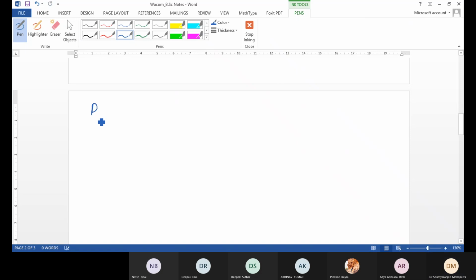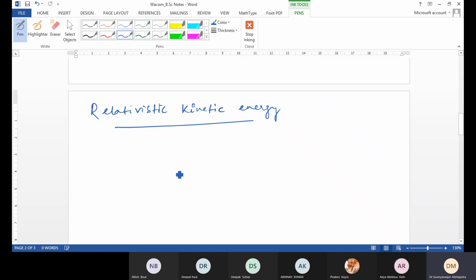This is relativistic kinetic energy. Okay. So what is relativistic kinetic energy? It is the kinetic energy of a relativistic particle. If a particle is moving in relativistic motion, if it is a relativistic particle, then that kinetic energy is called relativistic kinetic energy. And that is how it is defined.